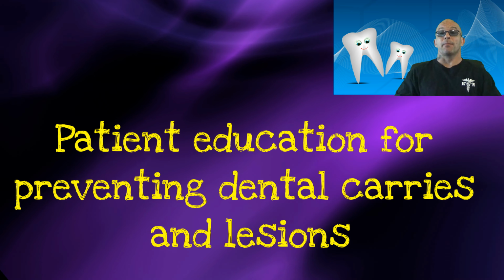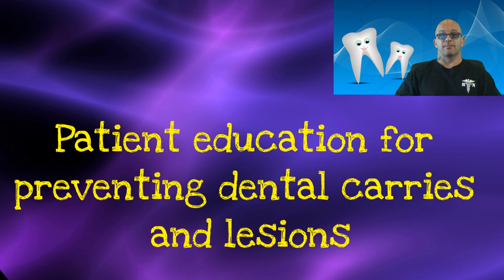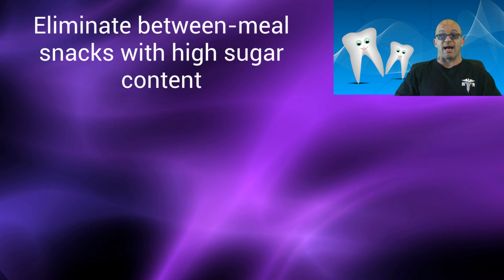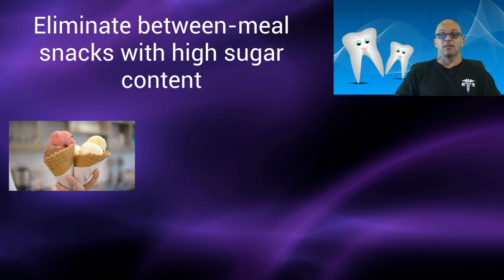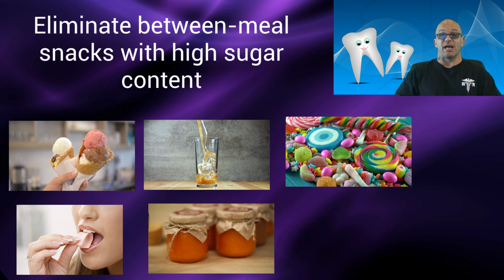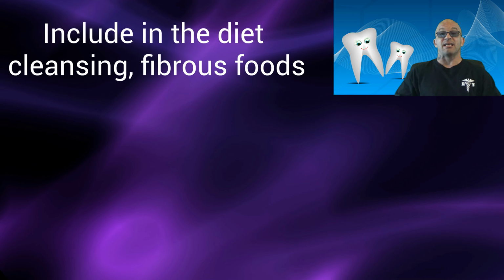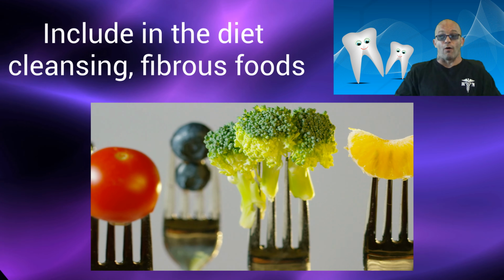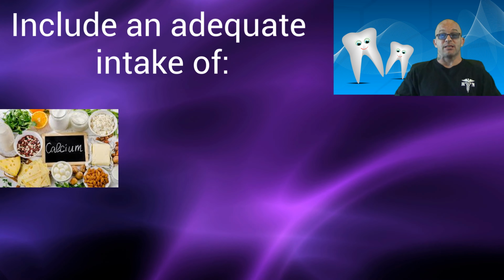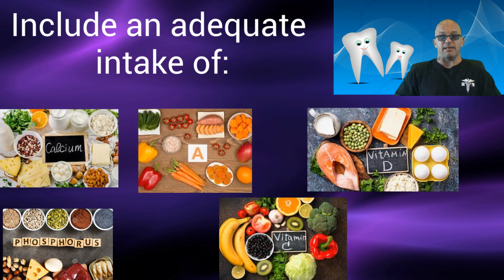Let's now discuss patient education for preventing caries and periodontal disease. We will educate the patient to eliminate between meal snacks with high sugar content, such as ice cream, soft drinks, candy, gum, jams, and jellies. We need to include in the diet cleansing fibrous foods, such as raw fruits and vegetables. Include an adequate intake of calcium, phosphorus, and vitamins A, C, and D.